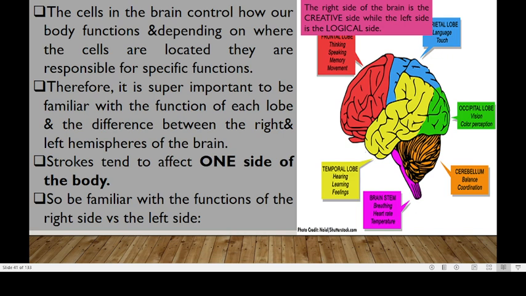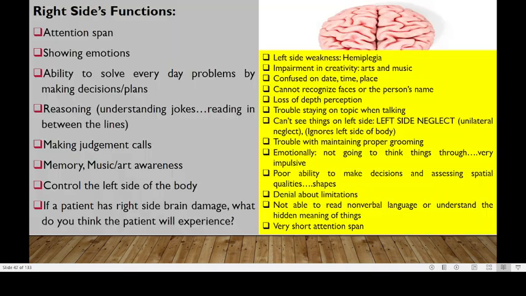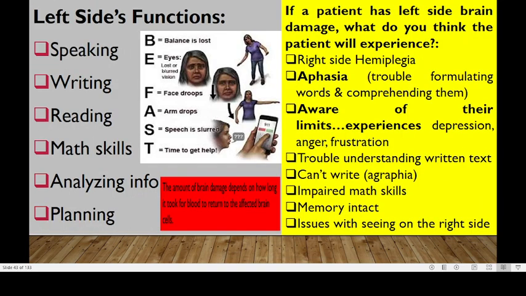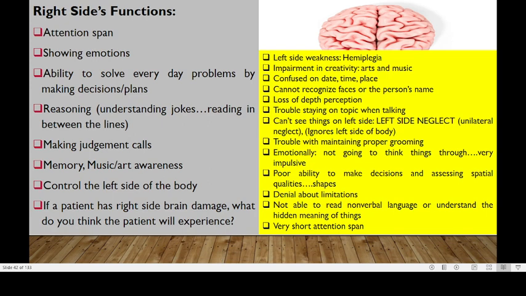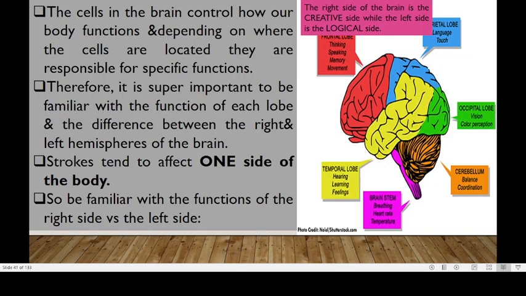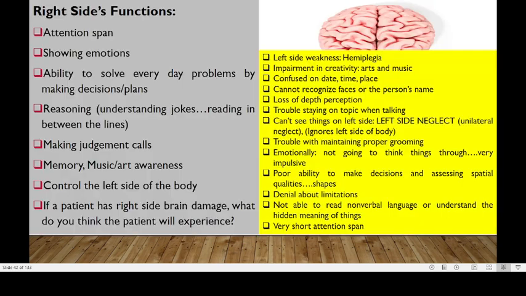So strokes tend to affect one side of the body, so you need to be familiar with the functions of the right and left side of the brain. All right. We have already looked at the cerebrum, and again, we're going to remind ourselves of this part. Remember, a patient could either be having right-sided or left-sided challenges. The right side of the brain is the creative side of the brain, while the left one is the logical side of the brain.